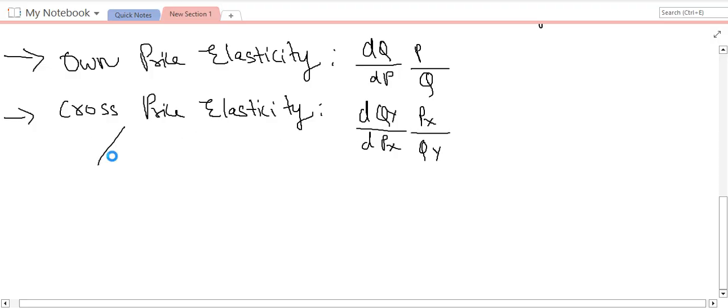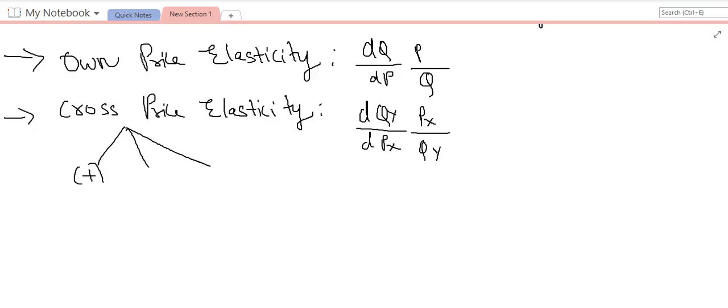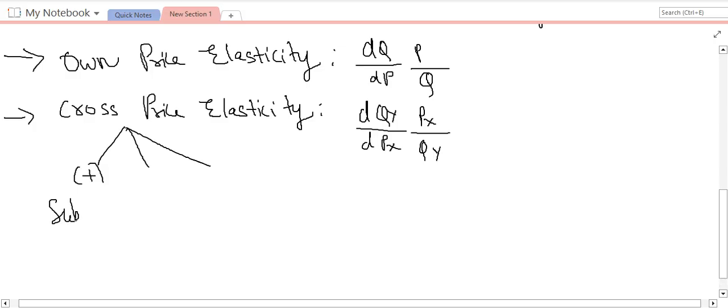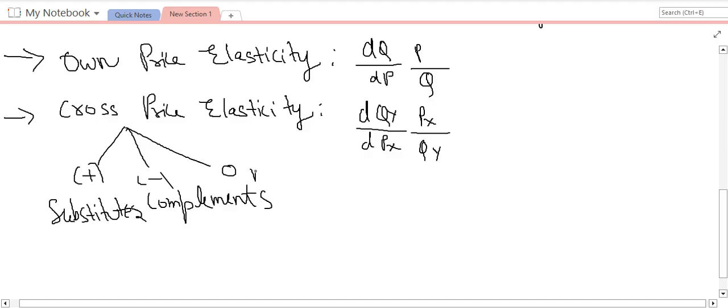Now we would be knowing that cross price elasticity, if it is positive, we have substitute goods. If an increase in price of one good leads to an increase in demand for the other good, this leads to substitute goods. Let's write it once again. If it's negative, we have complements, and if it's zero, the goods are not related at all.